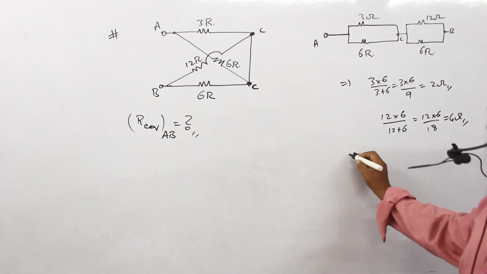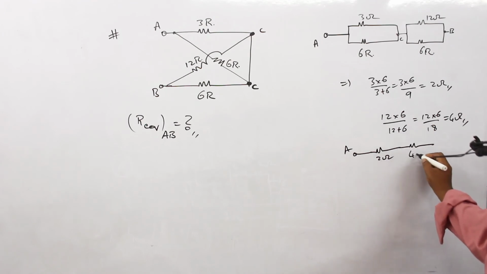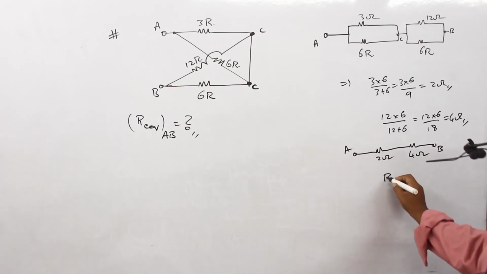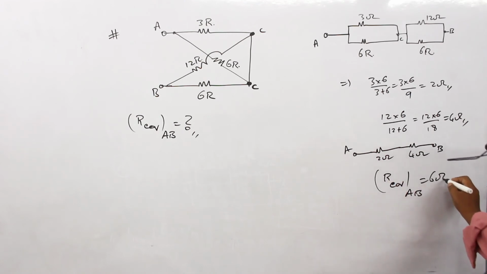Clear? So the total equivalent is how much? This is 2 ohms, and this one is 4 ohms. This is the terminal B. So the total equivalent resistance between A and B is equal to 6 ohms. That is our answer.